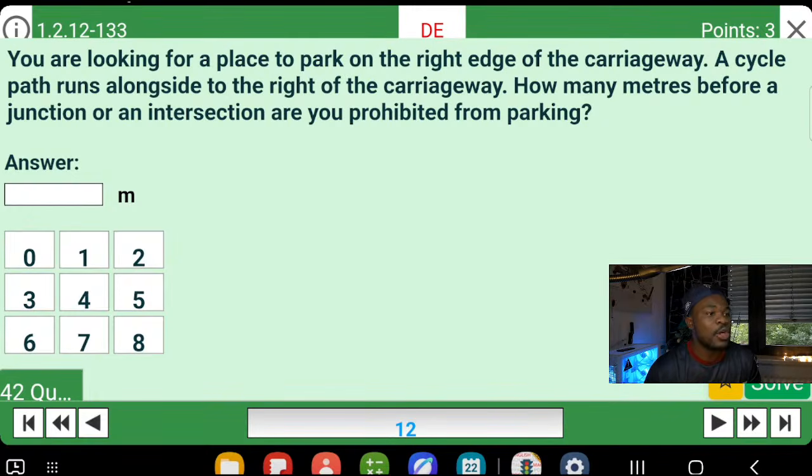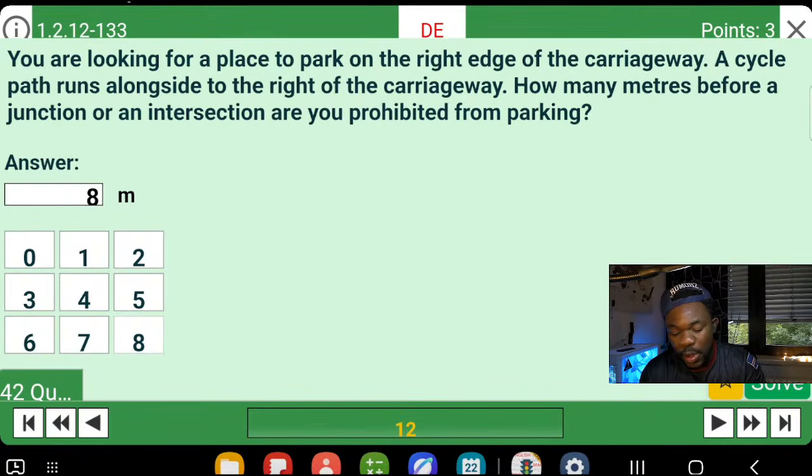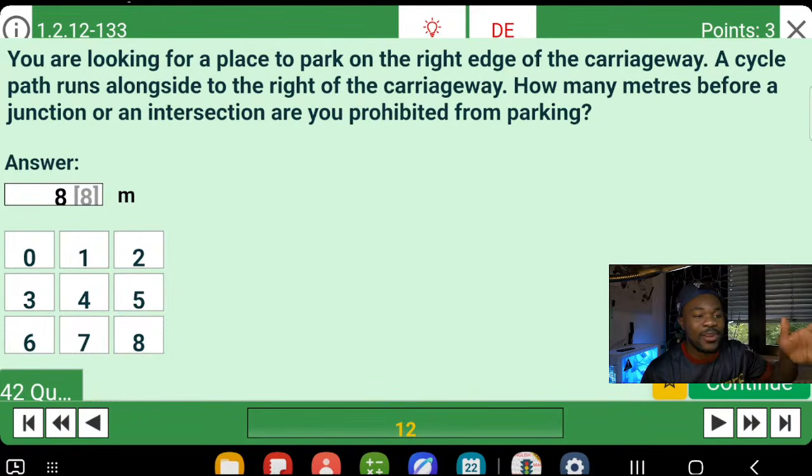You are looking for a place to park on the right edge of the carriageway. A cycle path runs along to the right of the carriageway. How many meters before a junction or an intersection are you prohibited from parking? What's the difference between this question and the last one we saw? The only difference is they talked about there is a cycle path. The one we saw before, they said there is no cycle path. So when there is a cycle path, we keep 8 meters. When there is no cycle path, 5 meters.